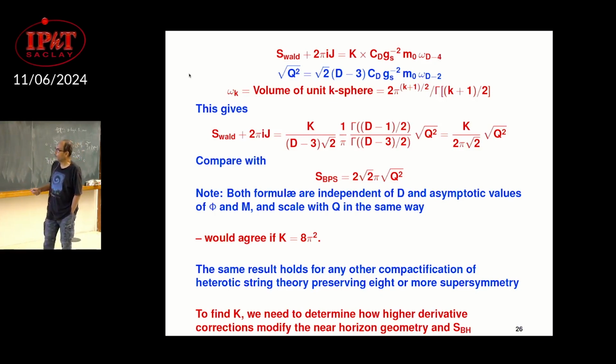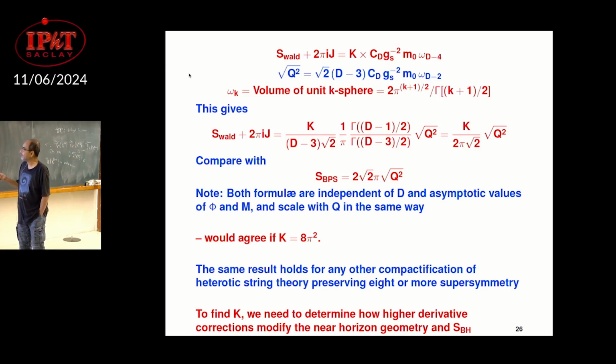Okay. So you can compare this with what we got from a microscopic analysis, which is here. And we see that both formulae are independent of d, and also of the asymptotic values of phi and m. All parameters have disappeared from both formulae. And so at this stage, we can see that they have exactly the same structure, and they would agree if k is equal to 8 pi square.